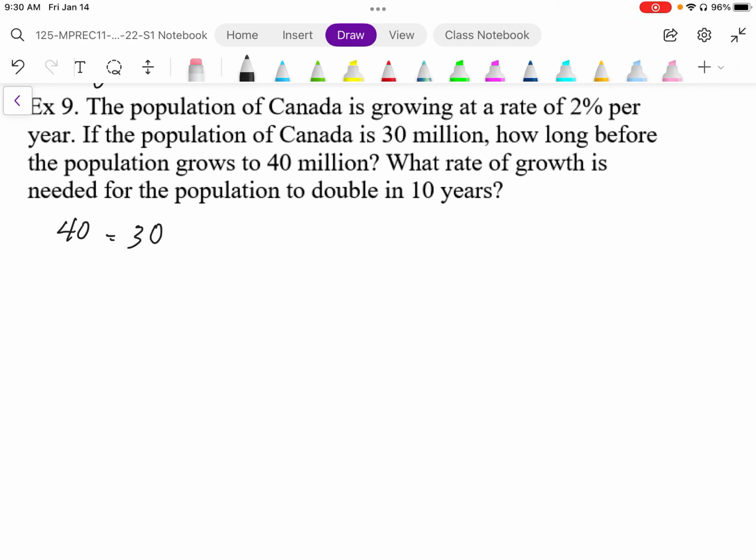Our growth rate is 2%, so I'm going to multiply by 102% for every growth cycle, and that is every year. The growth cycle is years. So how long before the population grows to 40 million? I need to solve for y, so I'm going to divide by 30 first, so I can convert it to a log.